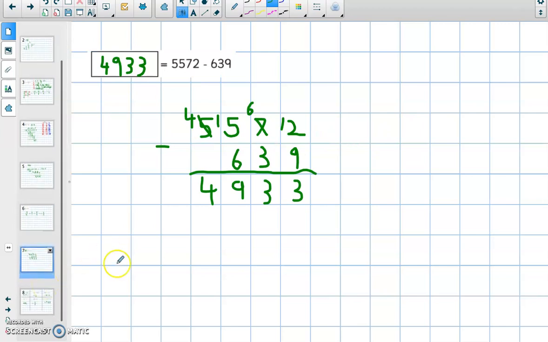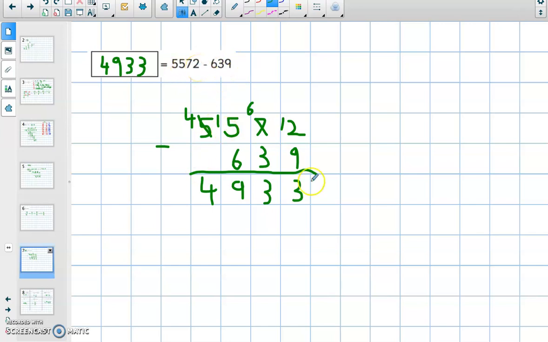Going on to our final question. We know that the lovely people who design these tests have just flipped the answer box to the front, so it's in a different order, and that sometimes confuses certain children, but it's still exactly the same. You're going to take away 639 from 5,572.